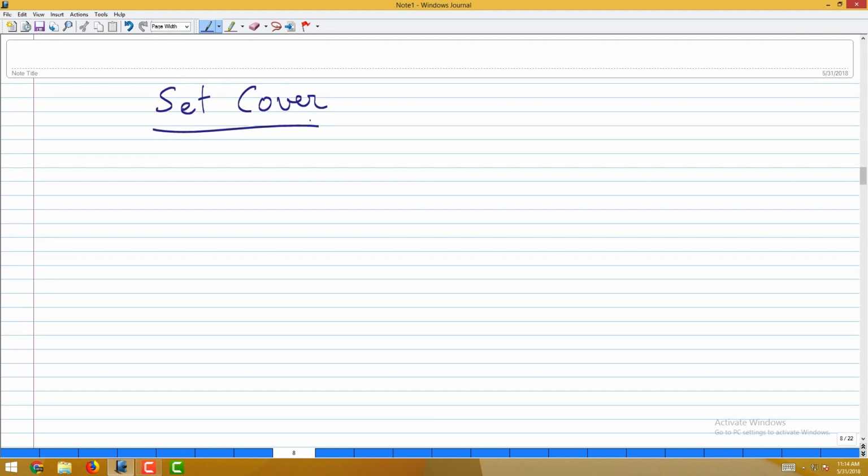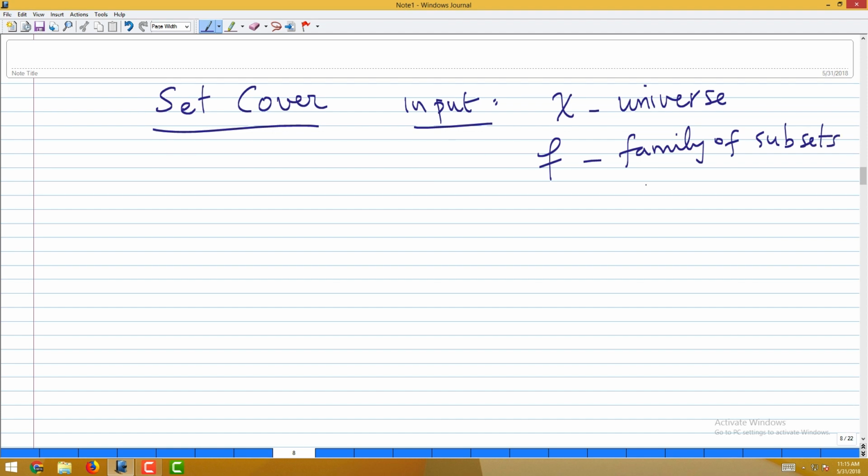So, what is the set cover problem? What is the input? A universe X and a family of subsets. And what is the output? You want some minimum number of subsets that together cover the universe. So, a subfamily of smallest size.